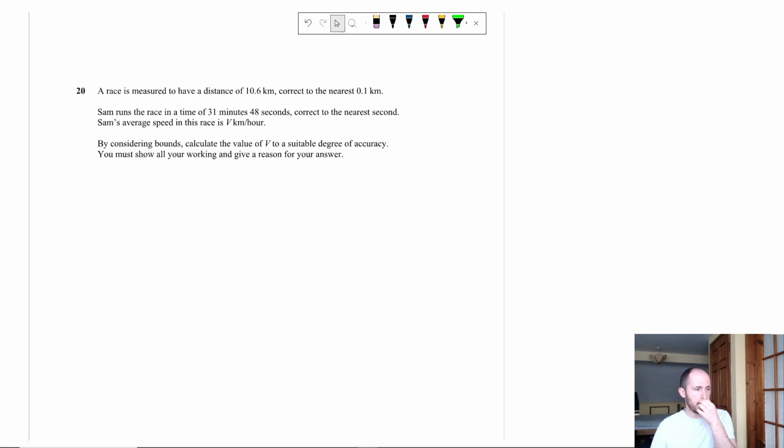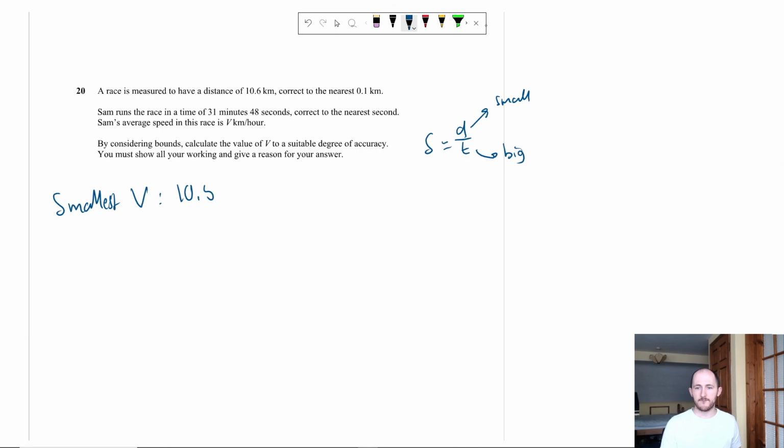So here's what we need to do. What we need to do is basically work out the smallest value it can be, the biggest value it can be, and then find the middle of those two values. So let's say for the smallest v, to work out speed, you just do distance over time. So if I want v to be as small as possible, I need to make distance as small as possible and time as big as possible. So the distance is going to be 10.55 kilometers, because you're going to minus 0.05 from it.